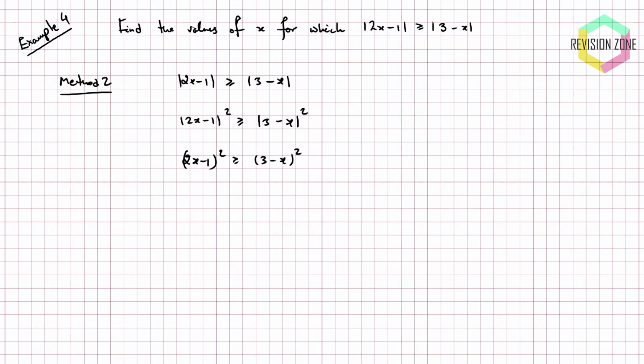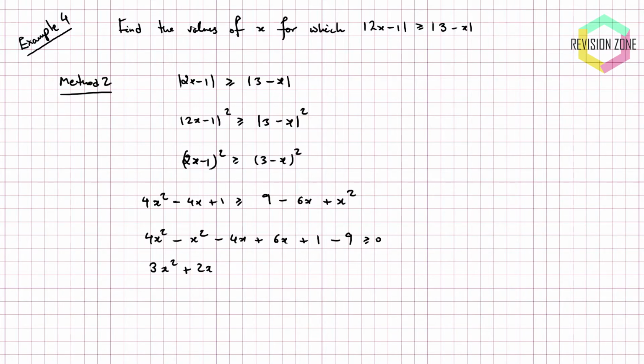So let's now expand this out. So when I expand this out, I'm going to get 4x squared minus 4x plus 1. And then the right-hand side is going to give me 9 minus 6x plus x squared. And then I can collect terms. So I can say 4x squared minus x squared minus 4x plus 6x plus 1 minus 9 is bigger than or equal to 0. And of course, this is nothing other than saying 3x squared plus 2x minus 8 is bigger than or equal to 0.